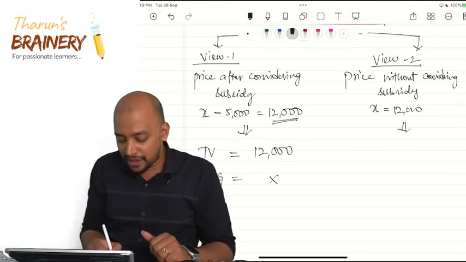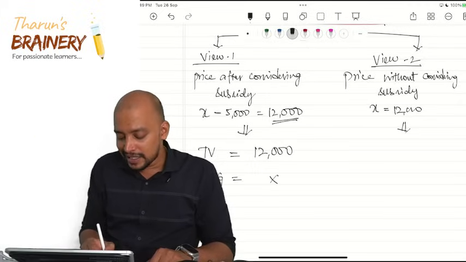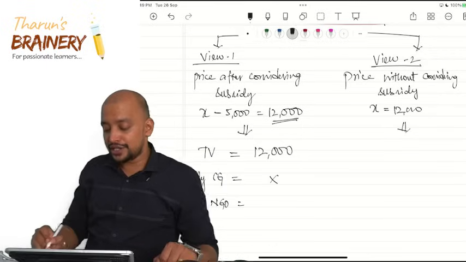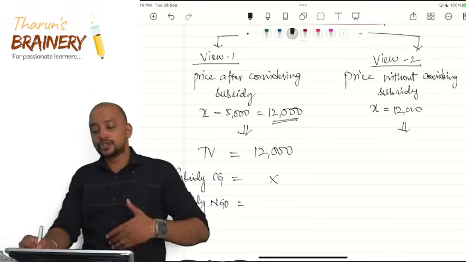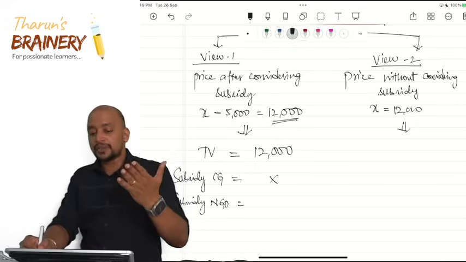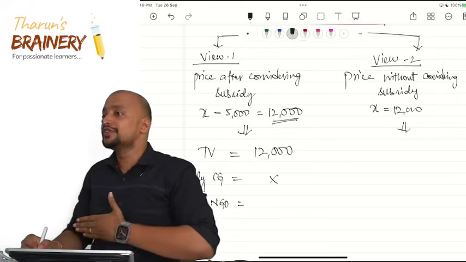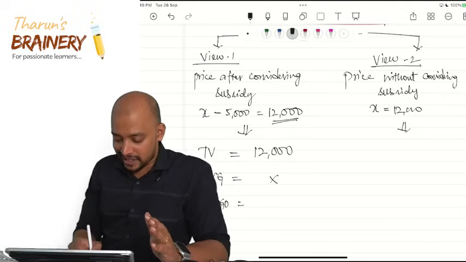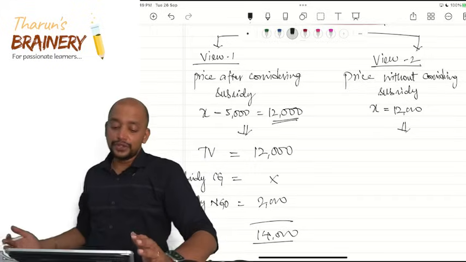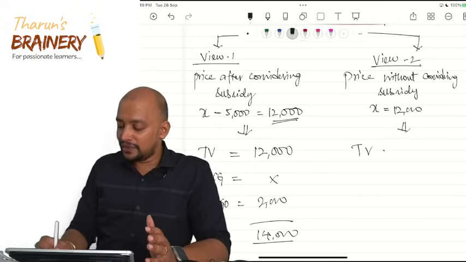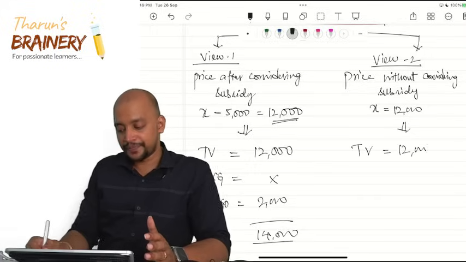Then subsidy from NGO, is it to be included or to be excluded? Is it from central government or others? Others, to be included in the value, but in the given price it is deducted, so therefore we need to add. How much is that? 2,000. So the value will be taken as 14,000. Whereas view 2, transaction value will be taken as 12,000.